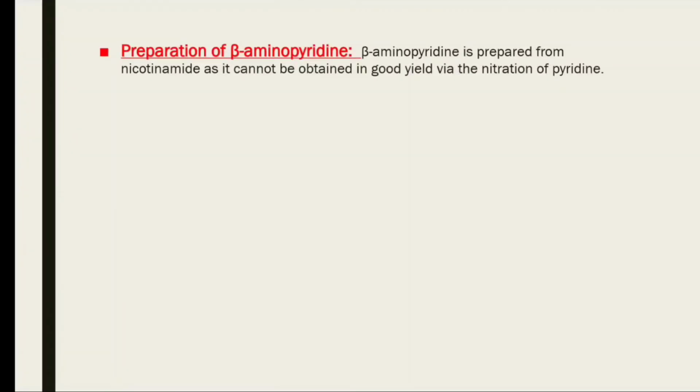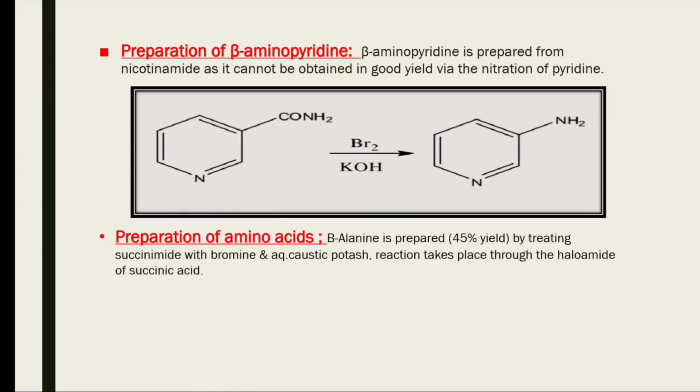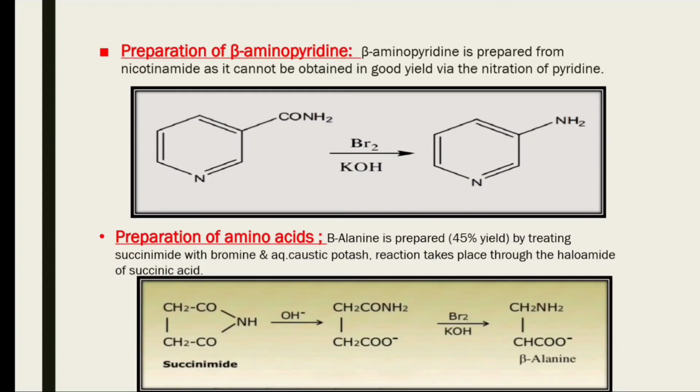So the next application is preparation of beta-aminopyridine. Beta-aminopyridine is prepared from nicotinamide as it cannot be obtained in a good yield via nitration of pyridine. Hofmann rearrangement is also used for the preparation of amino acids. Beta-alanine is prepared by treating succinimide with bromine and aqueous caustic potash. The reaction takes place through the haloamide of succinic acid.